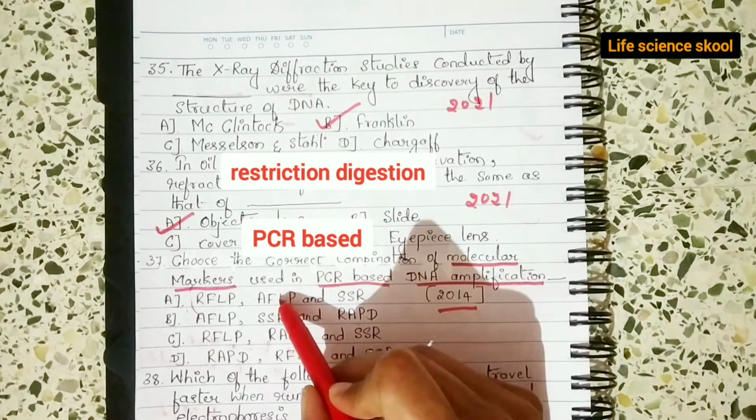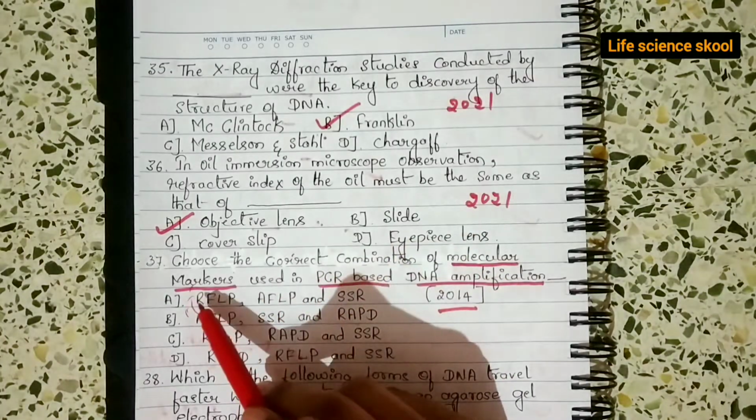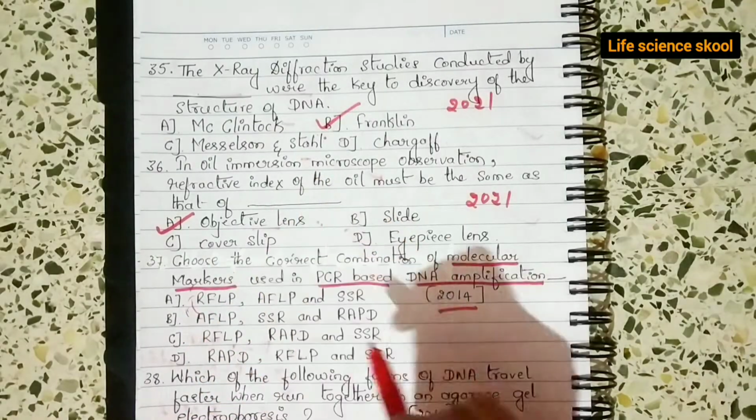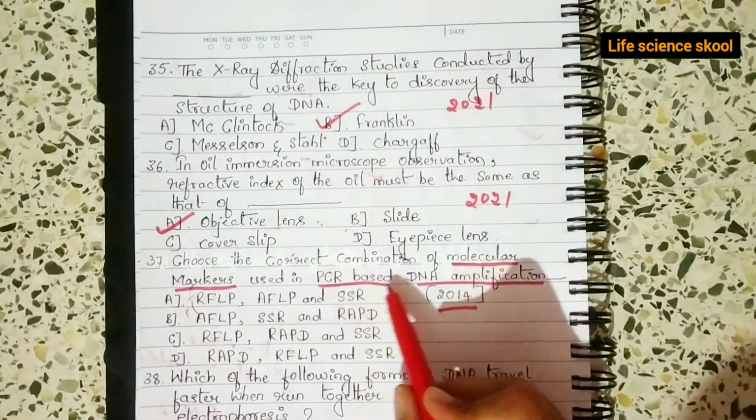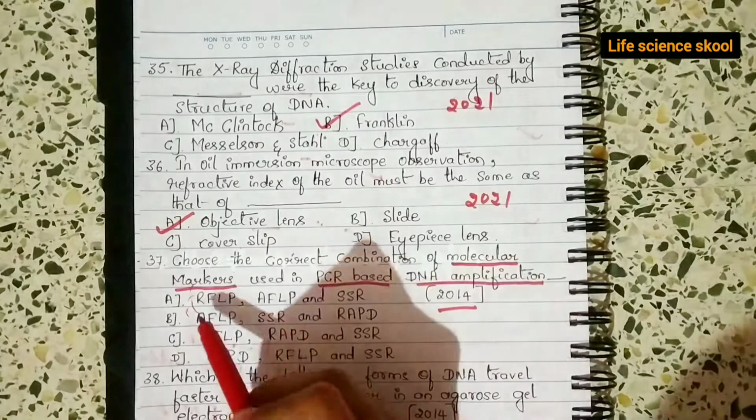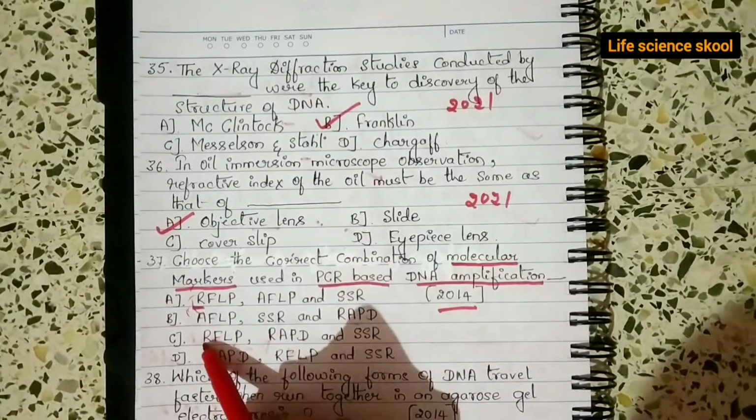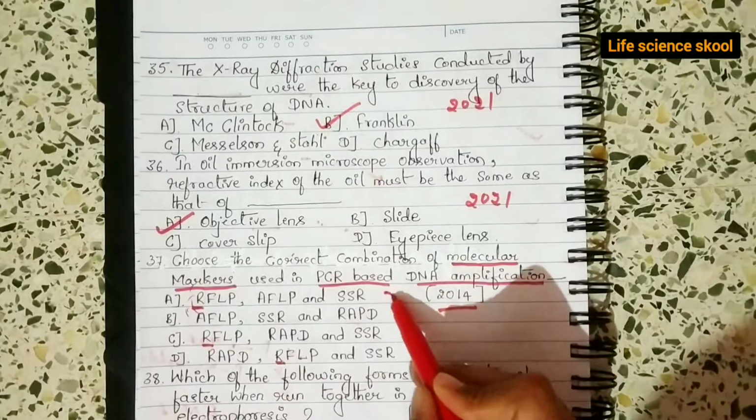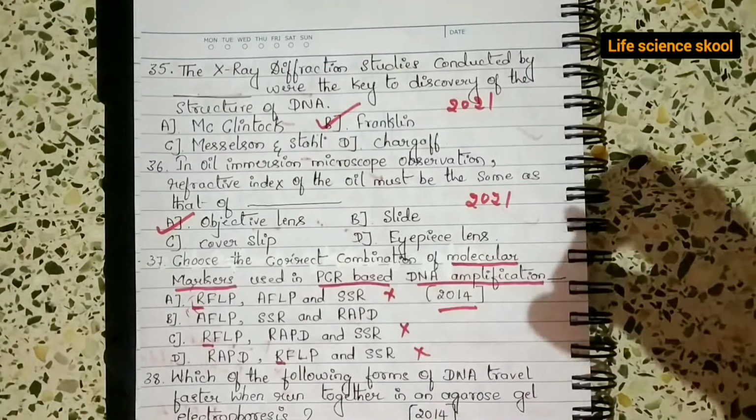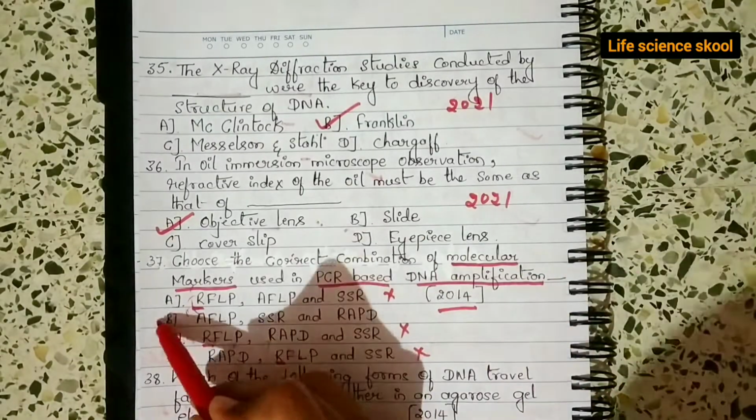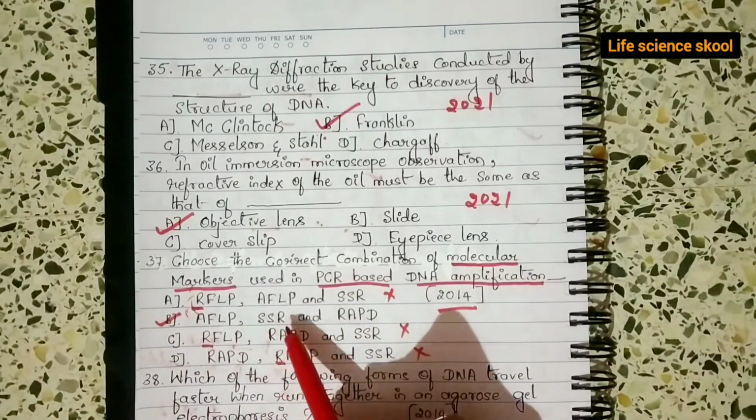In case of RFLP, only the restriction enzyme digestion is going to take place, and here they are asking for PCR based DNA amplification. That's why this is not the correct one. So RFLP is present in all these three, so these three will be the correct answer. The left one will be the B answer, that is AFLP, SSRP and RAPD.